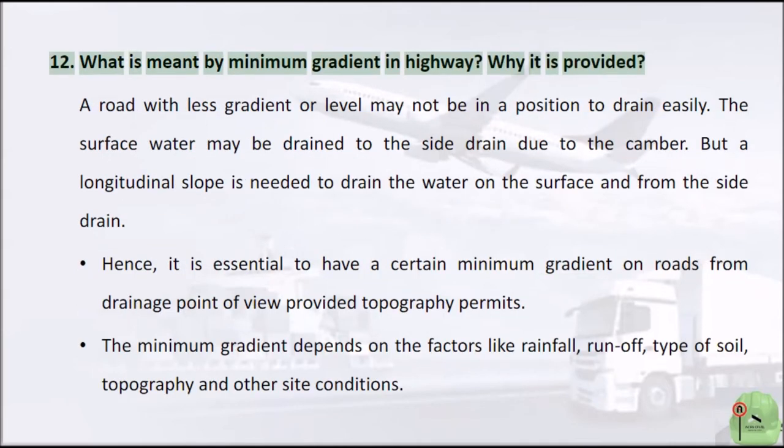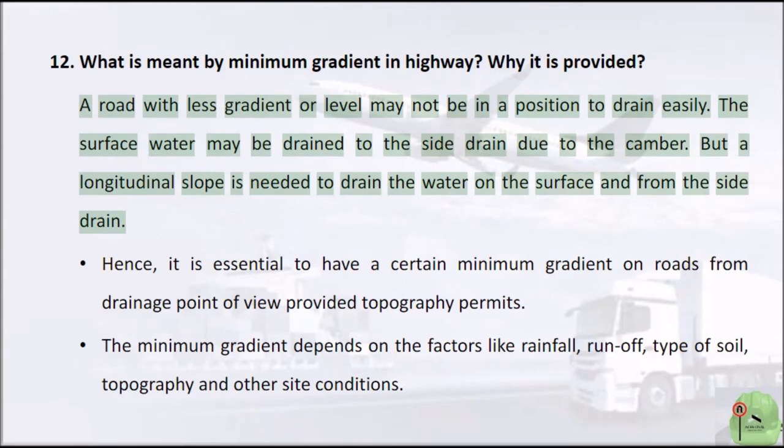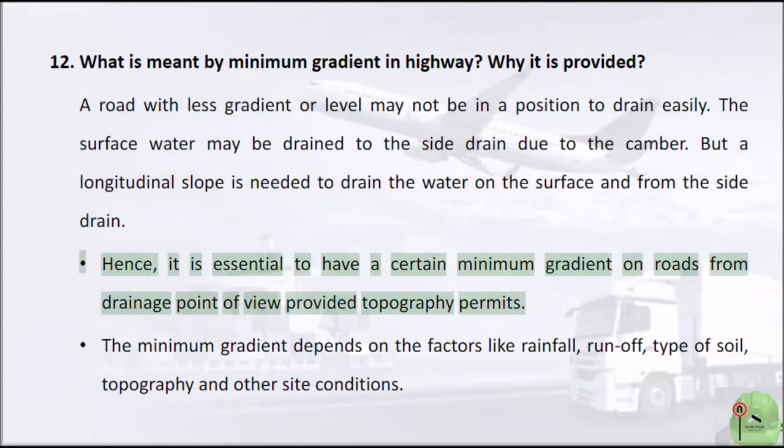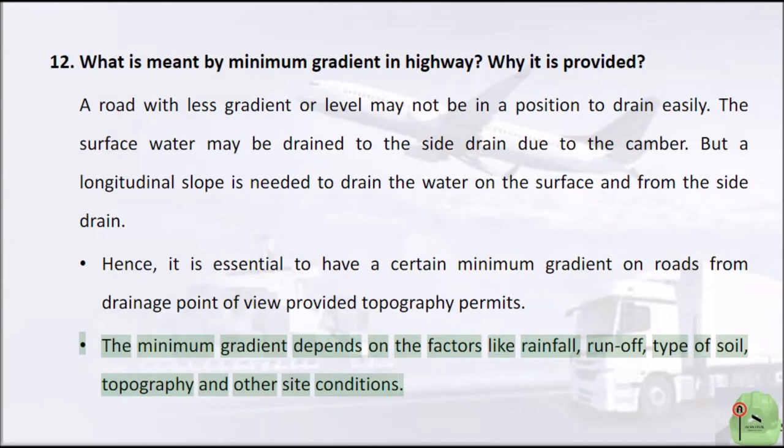What is meant by minimum gradient in highway? Why is it provided? A road with less gradient or level may not be in a position to drain easily. The surface water may be drained to the side drain due to the camber. But a longitudinal slope is needed to drain the water on the surface and from the side drain. Hence, it is essential to have a certain minimum gradient on roads from drainage point of view provided topography permits. The minimum gradient depends on factors like rainfall, runoff, type of soil, topography, and other site conditions.